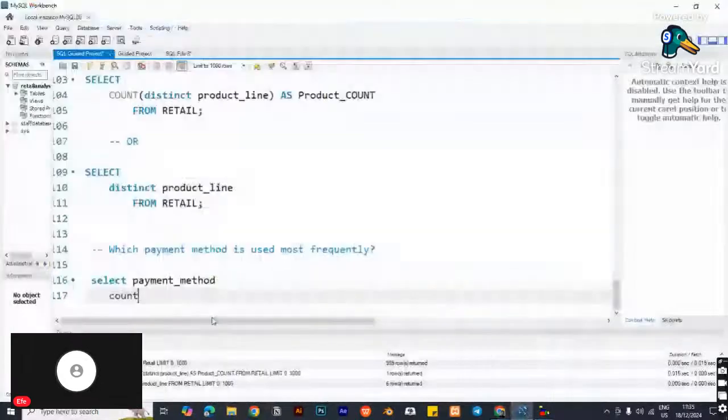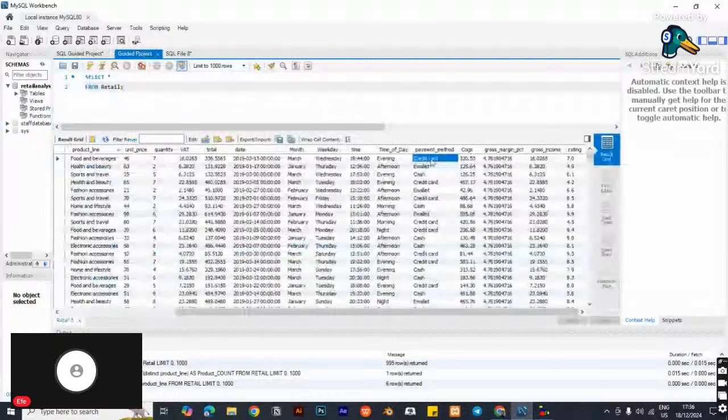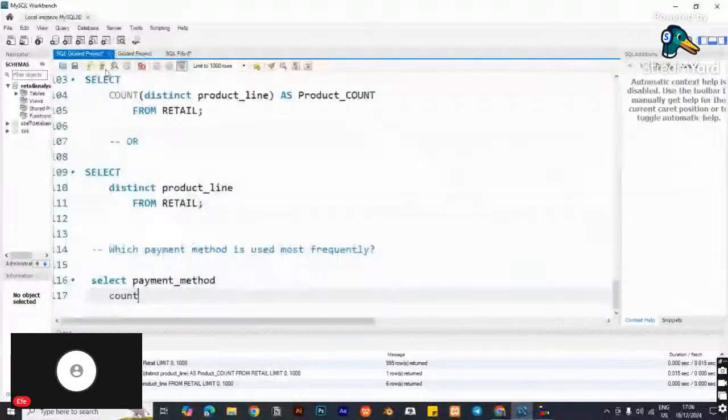What are we counting now? Since the question is which payment method is frequently used, we count all the payment methods in the column payment method. We are going to count everything, all the transactions. Remember, these are unique records for each entry or each transaction, as identified by our unique IDs. So we count all of them. So we count the payment method.